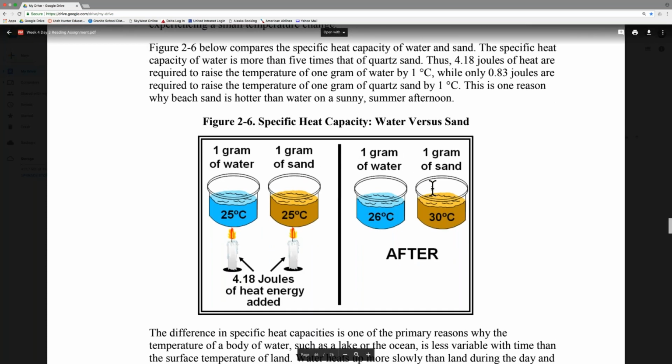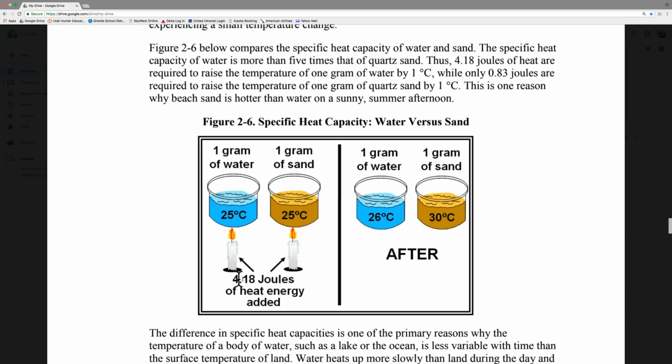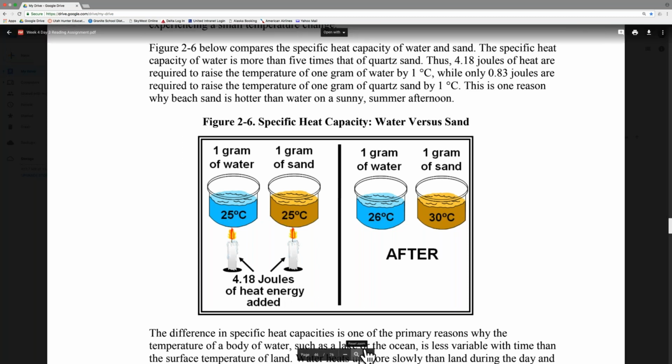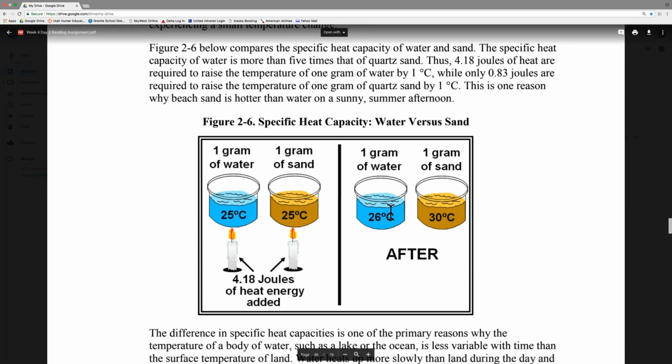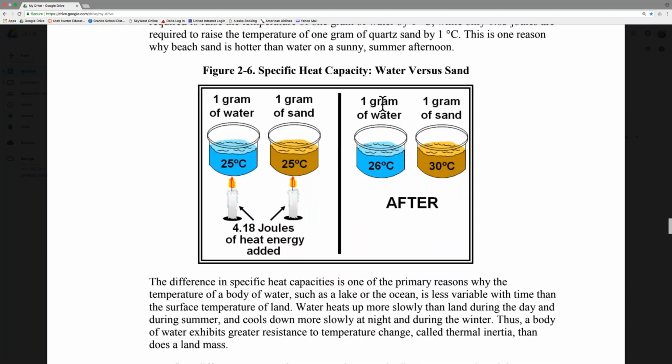This graph right here shows the comparison of water and sand after being heated with 4.18 joules of heat energy. Both start at 25 degrees, and after the test, the water only bumps up a degree, whereas the sand bumps up 5 degrees. This is why the beach sand is hotter than the water on a sunny summer afternoon.